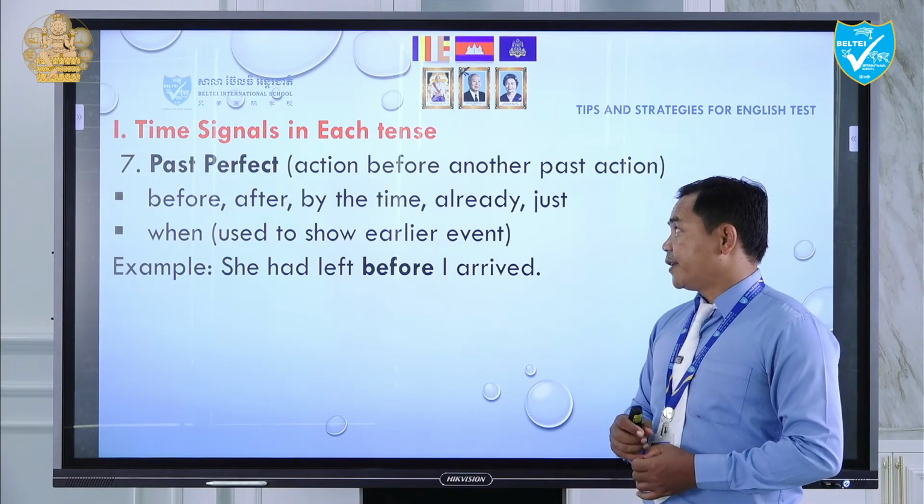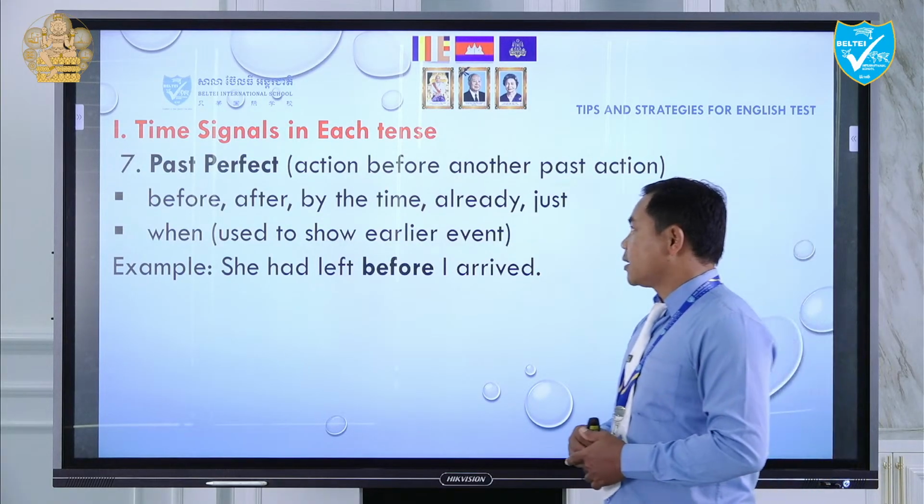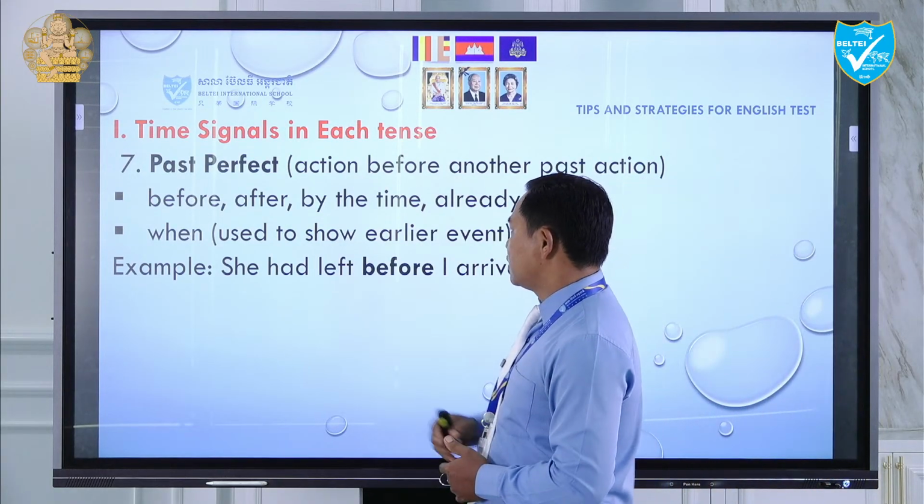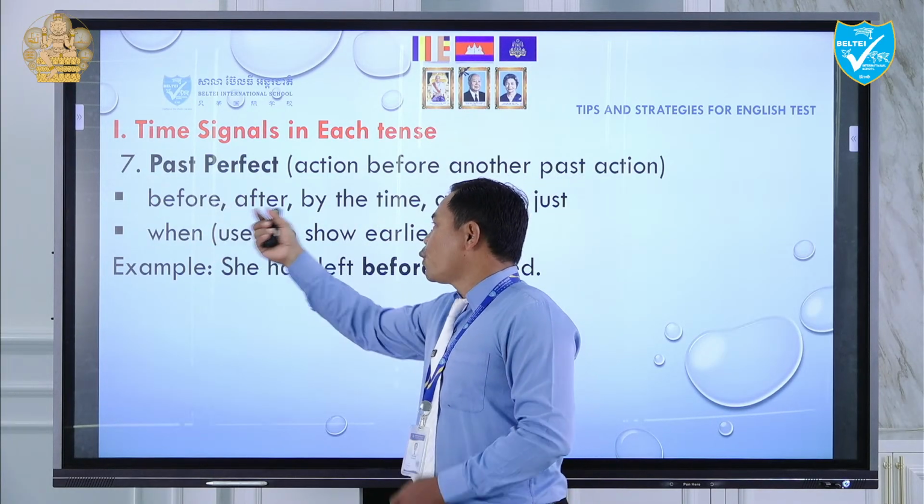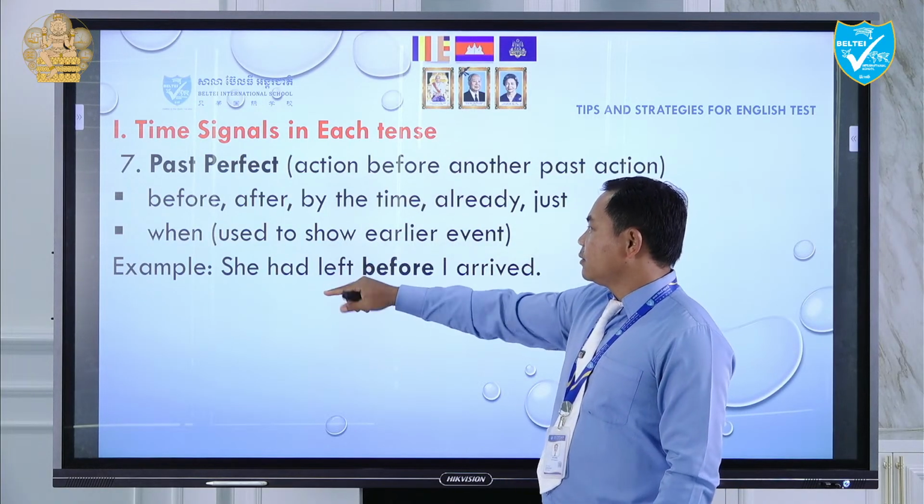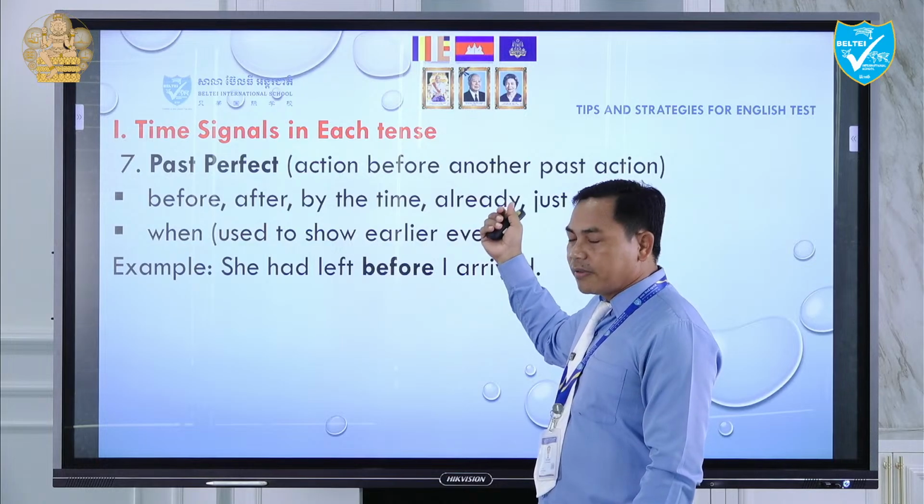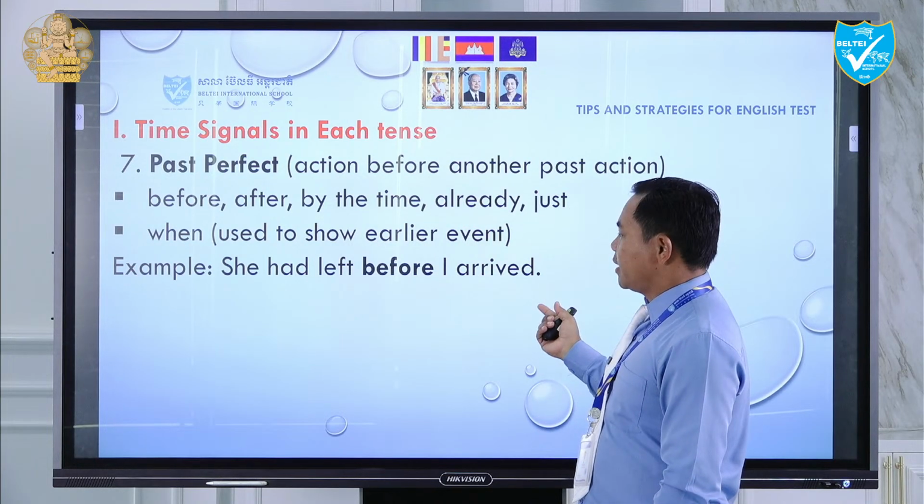Number 7, past perfect: an action before another past action. It happened before another past action. For past perfect, we use time signals such as before, after, by the time, already, just, and when to show the earlier event. Example: She had left before I arrived.